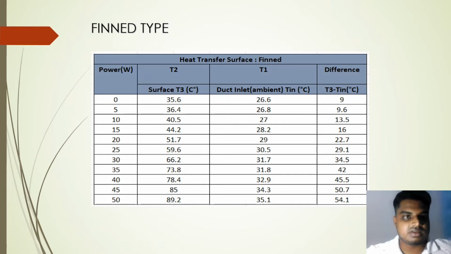For the fin type, we do the same thing as the pin type. We record the T2 and T1 temperature and we calculate the temperature difference at the right side of the table. So we can see the temperature difference of T3 and T1. It is T3 minus T inlet. We can see the temperature at the right side of the table.